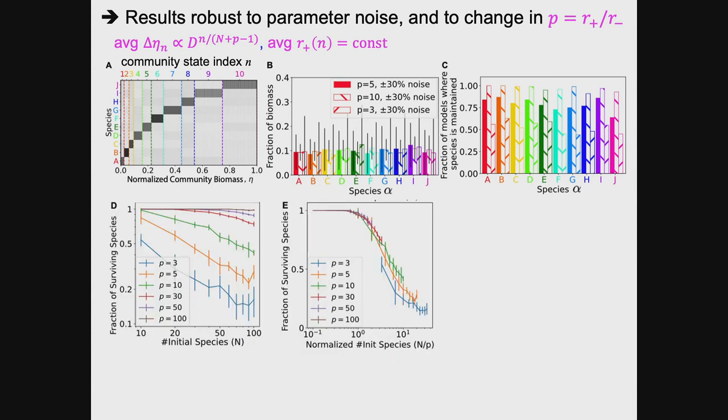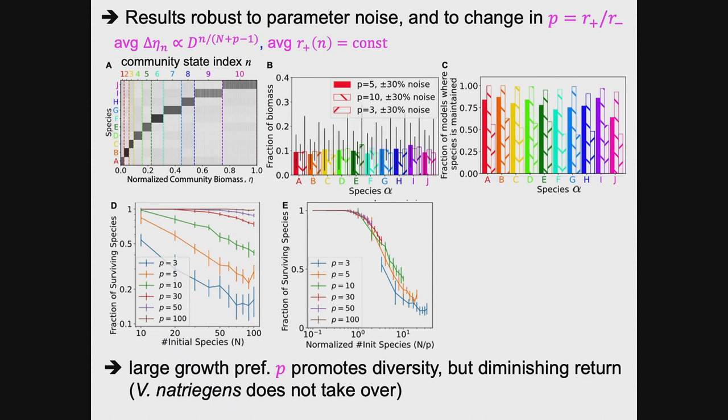Here is a plot of the fraction of surviving species as a function of the number of species, for different growth preferences. Of course, for high growth preferences, all of the species are stable. You can get down to as low as a growth preference of 5 and still have quite a few species in the party. One lesson here is that, unlike the typical consumer resource model, where a very large growth rate just wipes out everybody else, in this case it doesn't, because even if you can grow fast, you're limited to one zone. So you do not take over the world.